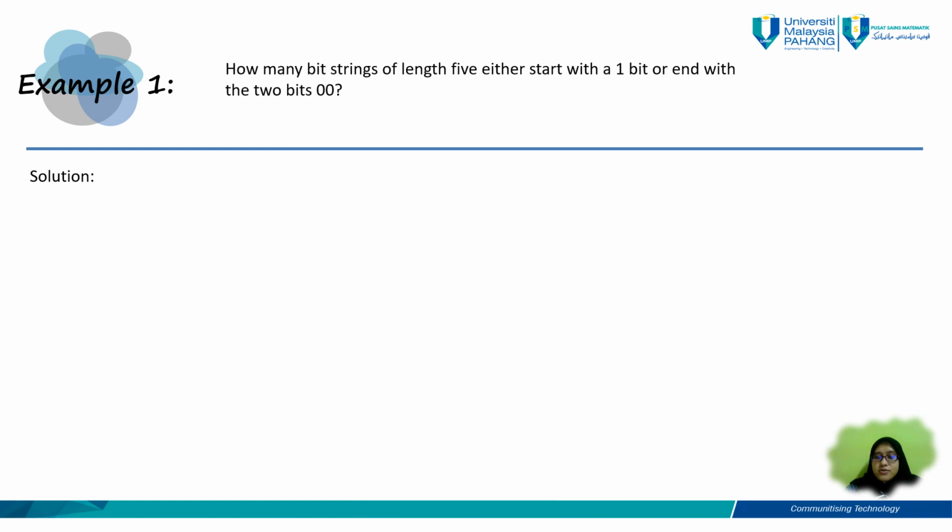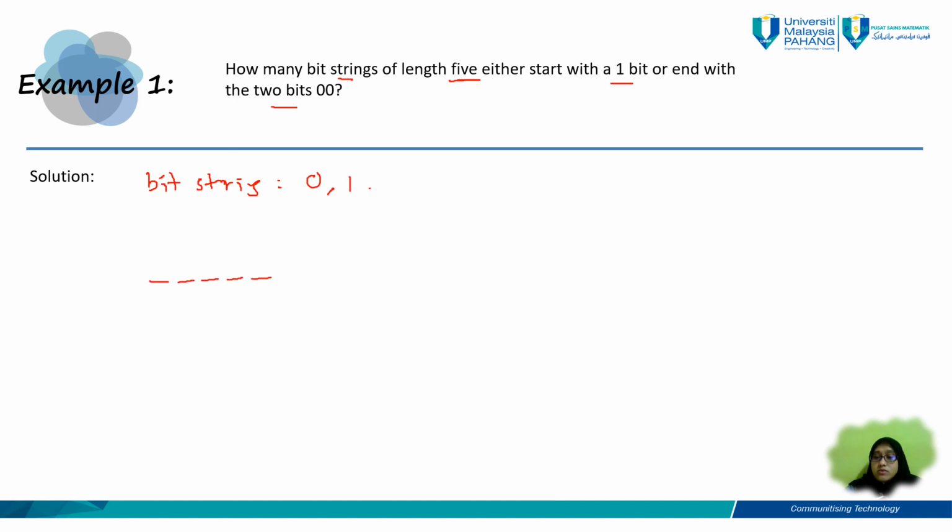So, alright guys, for better understanding, let's try some examples. Now, this is example 1. How many bit strings of length 5 either start with a 1 bit or end with two 0 bits, 0, 0? Okay, so what is a bit string? A bit string is a string made up of 0s or 1s only. Then we want to construct a bit string of length 5. That means 1, 2, 3, 4, 5.